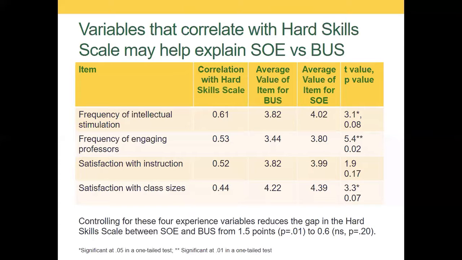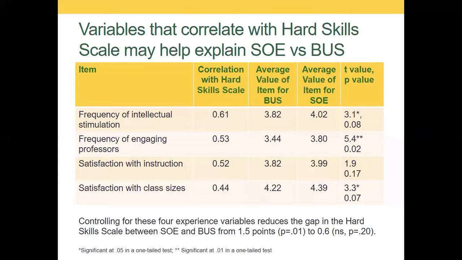So if I had a person in the School of Business who was as stimulated, engaged, satisfied, and had good class sizes, and they were equal to a person in SOE on those measures, what happened to the hard skills scale? Well, the answer is in the bottom. The gap was reduced by over half. The remaining gap in the hard skills scale, once you control for these factors, is no longer significant.